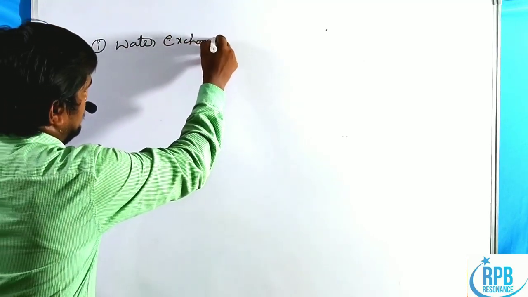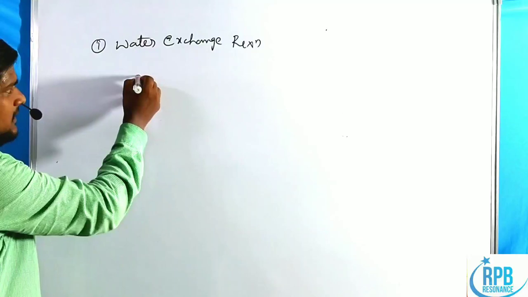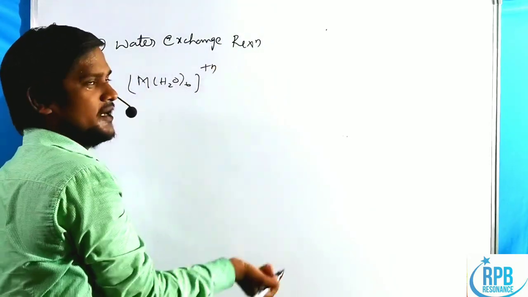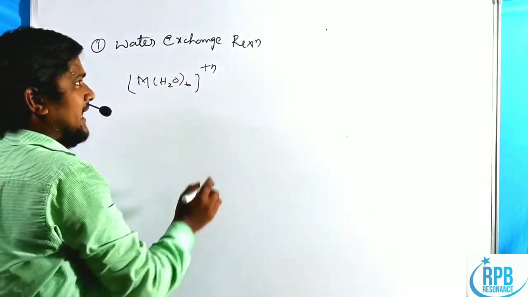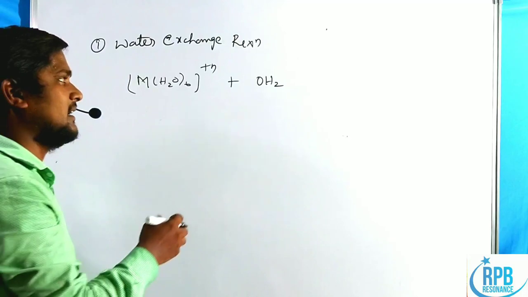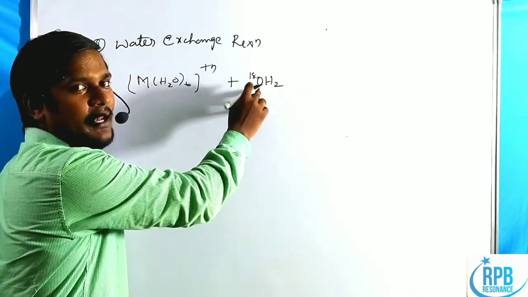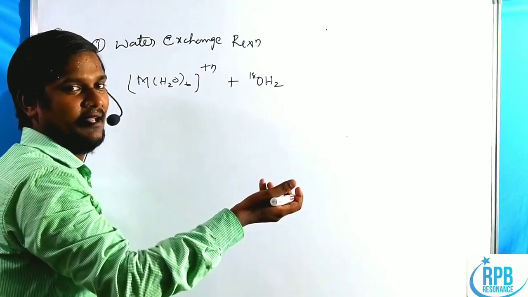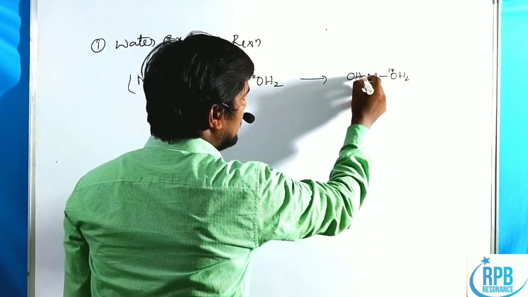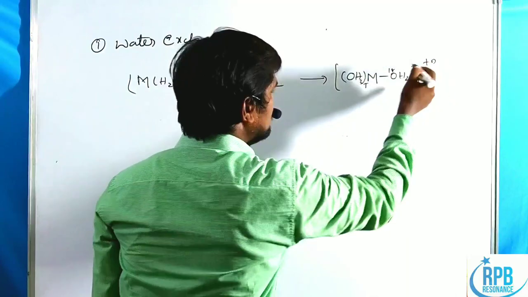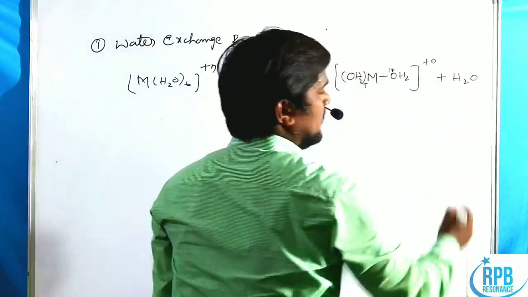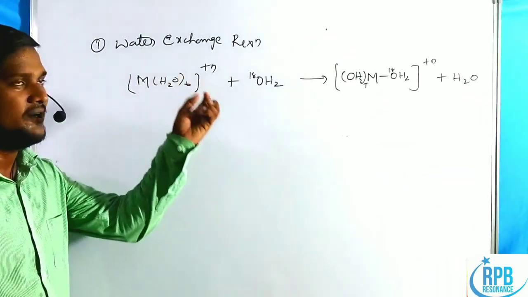Water exchange reaction. Generally, water exchange means our complex is an aqua complex, having a certain positive charge, with a central metal atom and aqua ligands. Now one of the octahedral sites of the aqua ligands is replaced by an isotope-labeled, heavier aqua ligand, forming M(OH2)5 with the labeled OH2. There is no change in the charge on the complex, because both are neutral ligands. Such reactions are called water exchange reactions.